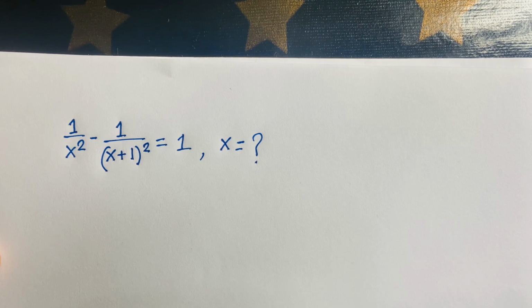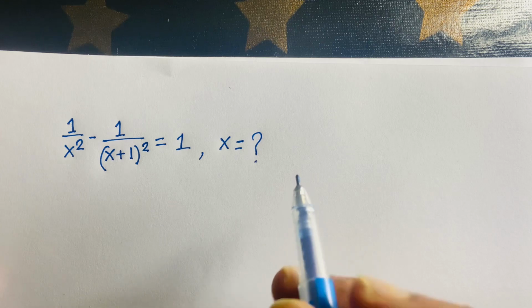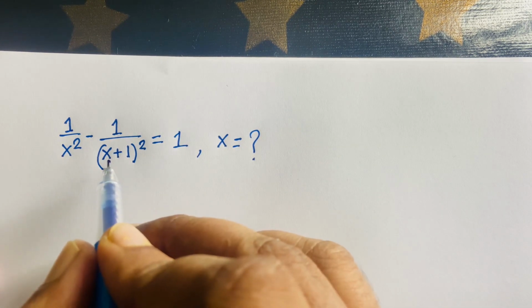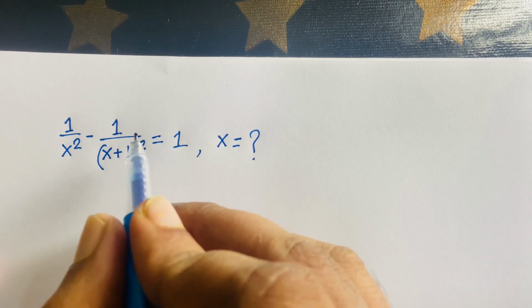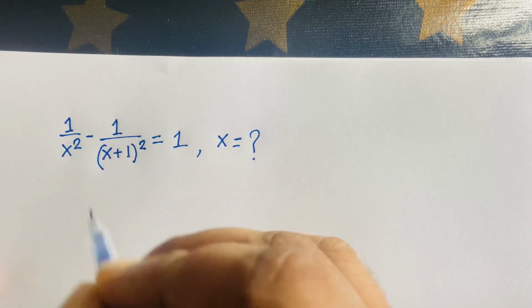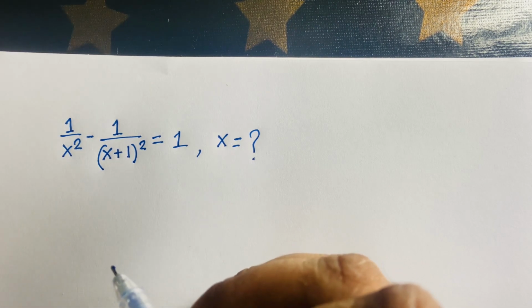Hello everyone. In this video, we are going to solve this interesting math Olympiad question. This question is 1 over x square minus 1 over (x plus 1) whole square is equal to 1, and what is the value of x in this math Olympiad question. So how to solve this question?